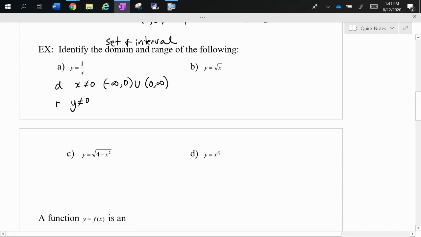So we've got everything from negative infinity to 0. And everything from 0 to infinity, but not including 0. So that would also mean everything except 0. And it would be the same thing for the range.